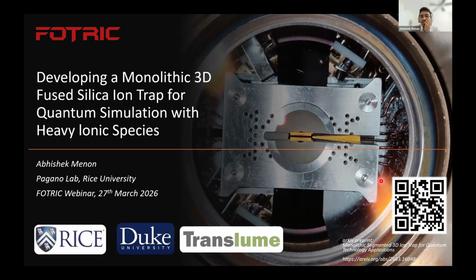Yeah, you can just scan the QR code, or if you just type monolithic segmented 3D ion trap and arXiv, it will come up. I guess this is the only known one right now that would readily come up with this title. Okay, you guys are pioneers. Congratulations once again. Thank you so much. Good day.